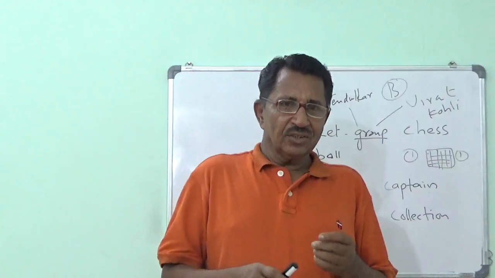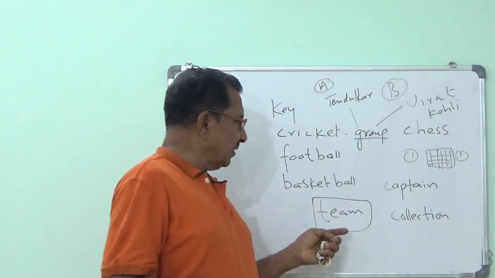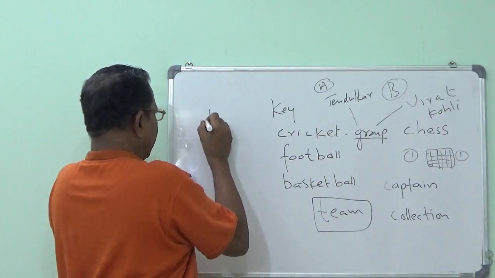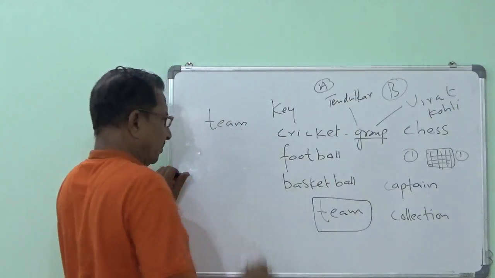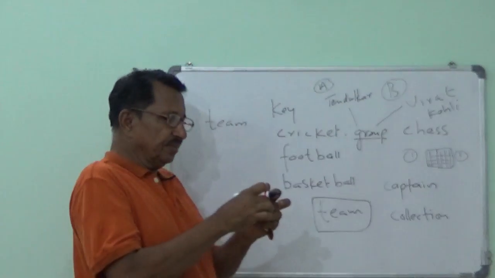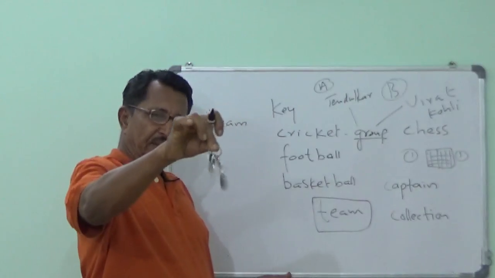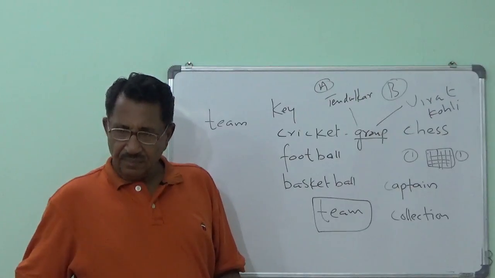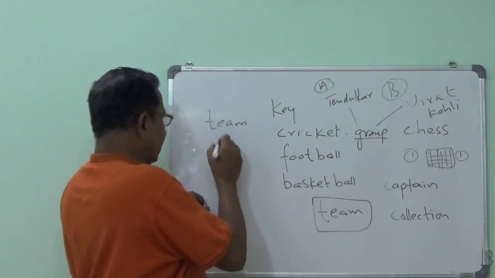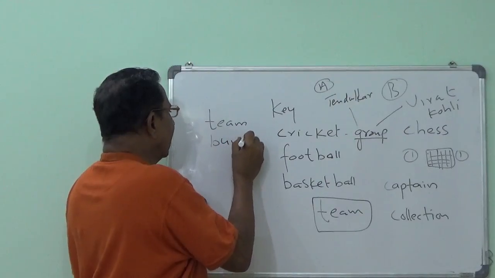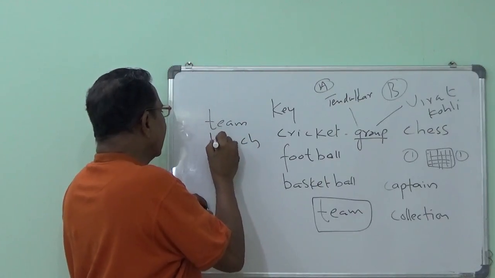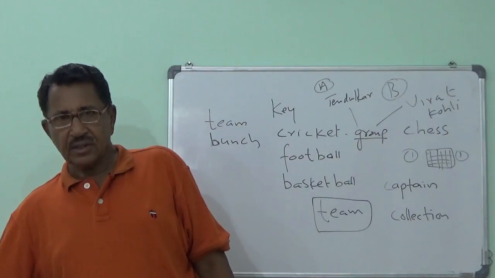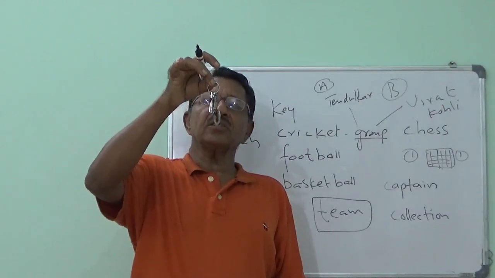See? So now three groups we are saying. One group is players. And you call them by a group name. That is team. Another one I showed you, there is no captain. They are not playing. They are dead. They are not living. So you call it a bunch. Not lunch, but bunch. So in English, I will say it's a bunch of keys.